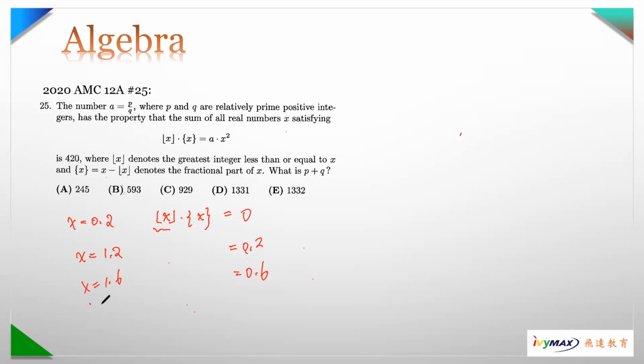Try another one. What about if this is another integer, let's say 2? If it's an integer, the floor function is itself, but the fractional part is 0. So we can get pretty clear that if your x is an integer, the output has to be 0. All right. If you continue working on that, you can find out.